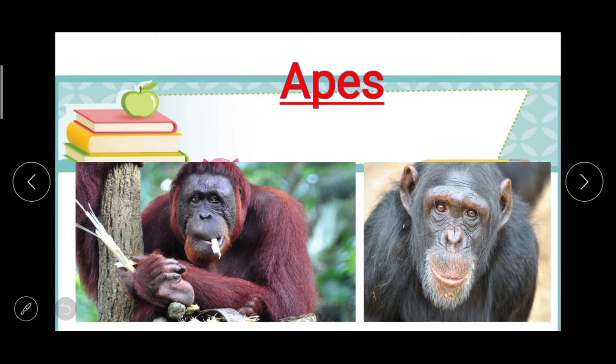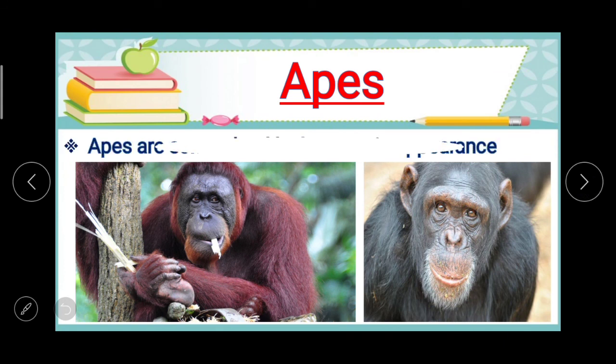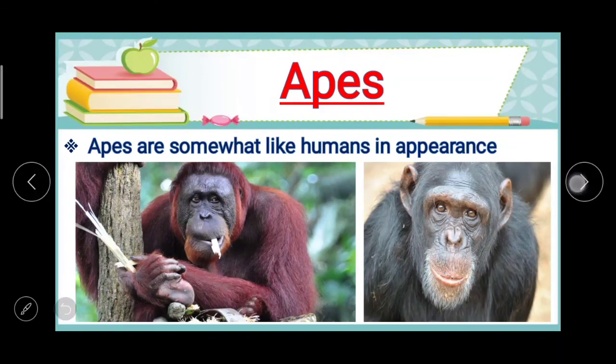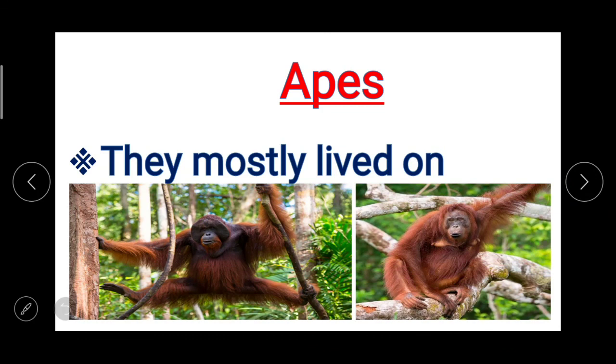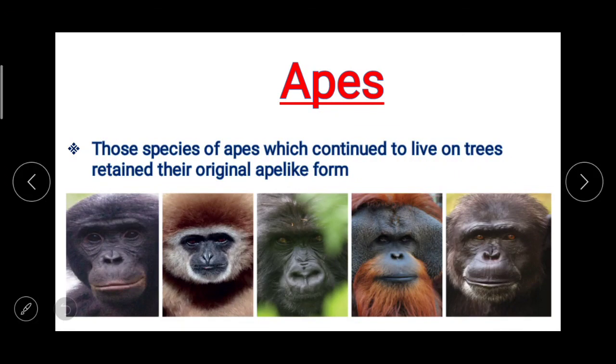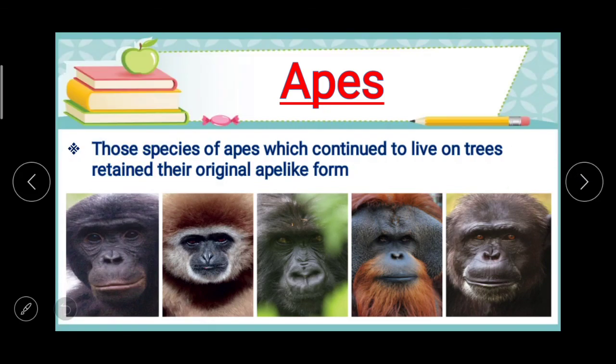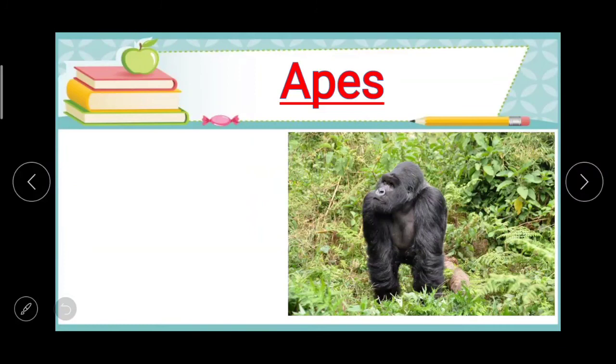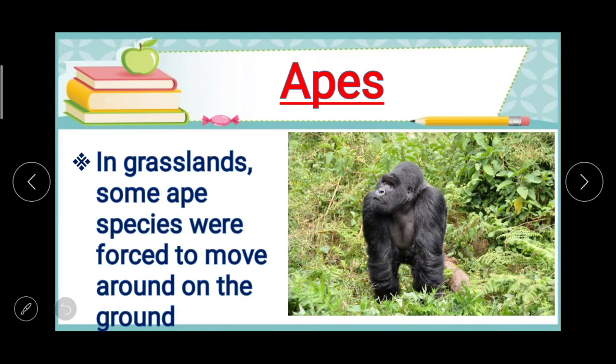And now apes are somewhat like humans in appearance. कुछ ये हमारी तरह ही दिखते हैं. They mostly lived on trees that we know, and those species of apes which continued to live on trees retained their original ape-like form. So these are the changes with the time. In grasslands, some ape species were forced to move around on the ground.